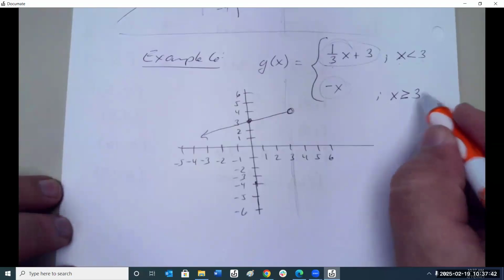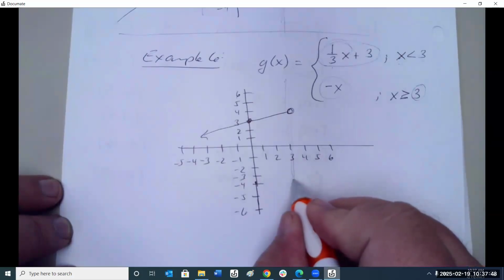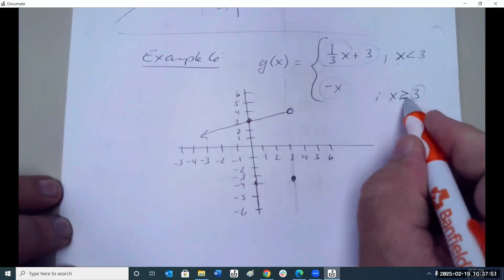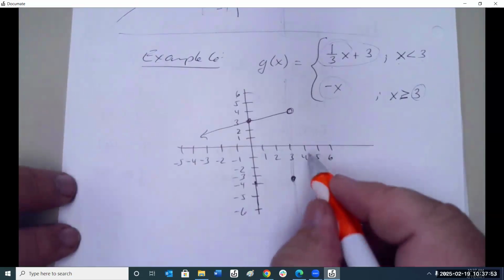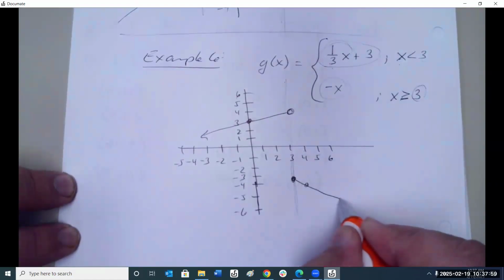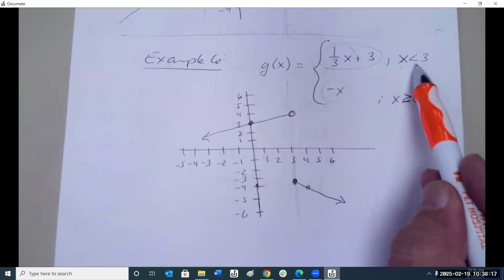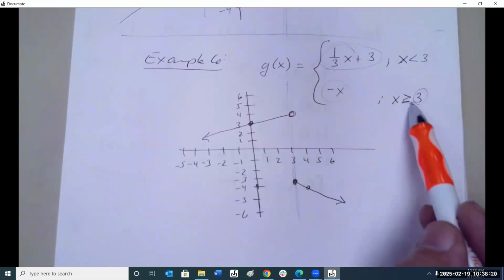Now the next one. Again, start off at this point. When x is 3, what do we get here? -3. And it's a solid dot because it's equal to. When x is 4, y is -4. So the graph looks like this. There's our function. So you start off at these points, and if it's not equal to, then you put an open circle. If it's equal to, you put a closed circle.